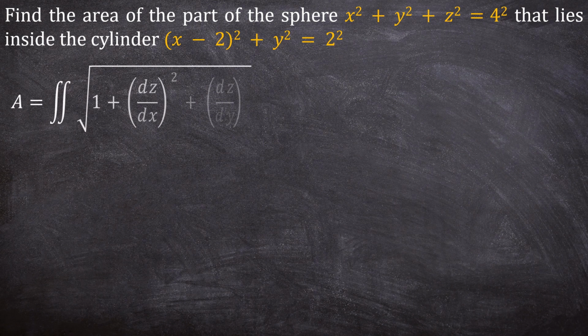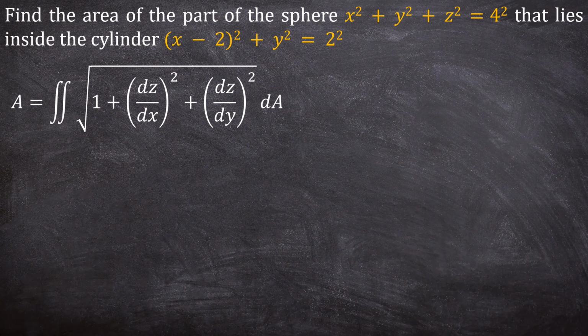We have a formula for finding the area of surfaces in space. The formula is given by the integral of the square root of 1 plus (dz/dx) squared plus (dz/dy) squared dA. To solve this question, we can use cylindrical coordinates, spherical coordinates, or Cartesian coordinates. I'm going to use cylindrical coordinates because they are easy. So I'm going to convert my Cartesian coordinates to polar coordinates.